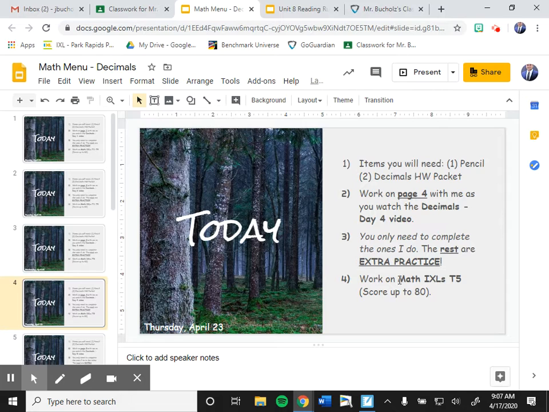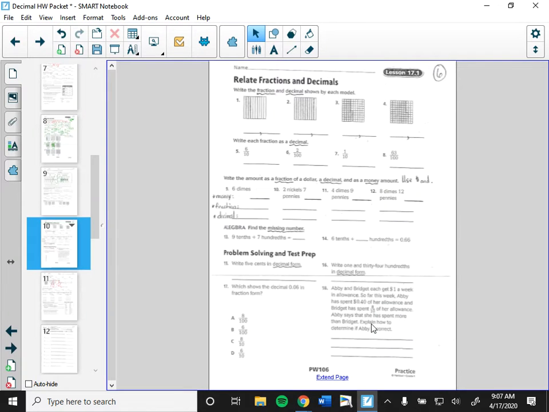And then afterwards, you work on Math IXL's T5, if you haven't finished that from yesterday. If you have finished it, then you're good to go. Remember, you have to score up to 80 on those. But let's start on our lesson here today.